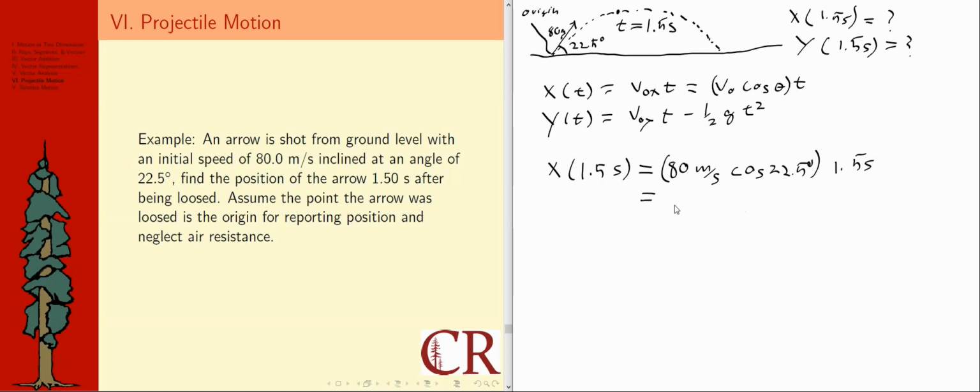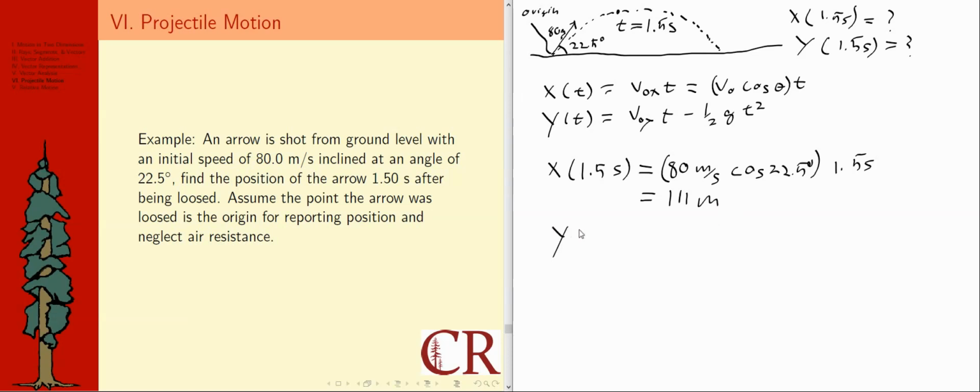I've gone ahead and done that calculation, and I get 110.865, etc. But given 3 significant figures, I'm just going to round that off to 111. And what should the units be? I've got meters per second times seconds, so this will be in meters. That makes sense, we're looking at a position.